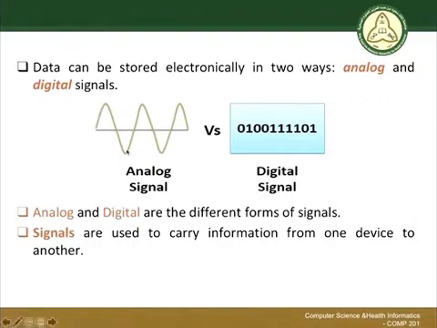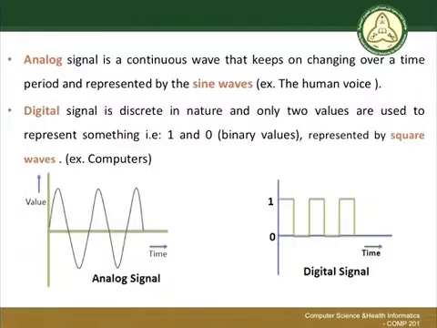The signal is our way of sending the information from one device to another. So again, what do I mean by analog signal? Analog signal is a continuous wave that keeps on changing over time, and it's represented by the sine wave. And I would say think about the analog signal as infinite set of possibility or of value. Because continuous in math means that I have infinite set of value.